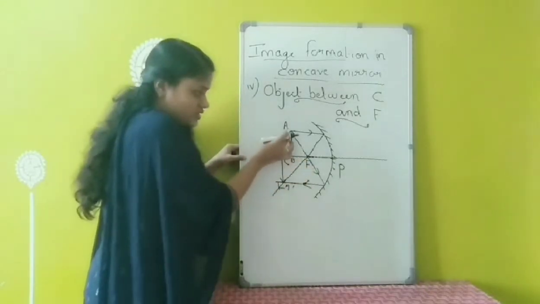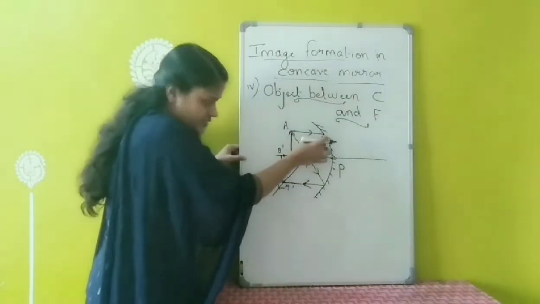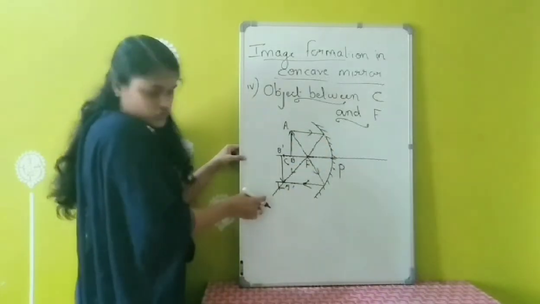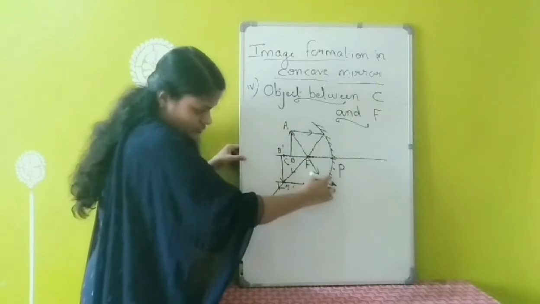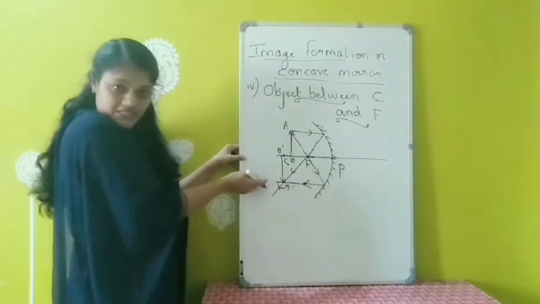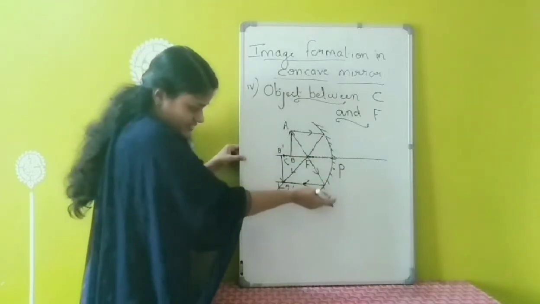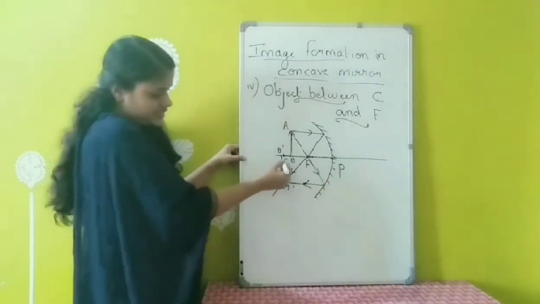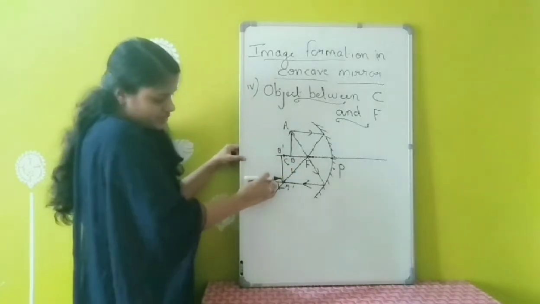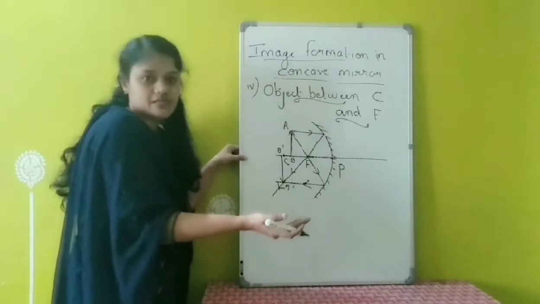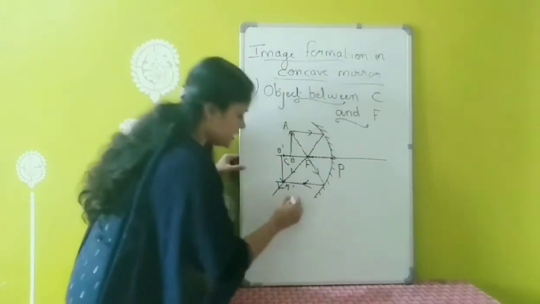Consider one light ray passing parallel to the principal axis. After reflection it passes through the focus. Another light ray passing through focus meets the mirror, and after reflection passes parallel to the principal axis, and both these reflected light rays are meeting at a point beyond C. So we are getting the image beyond C. Here also we are getting the image below the principal axis. That means it may be an inverted image. Clear?